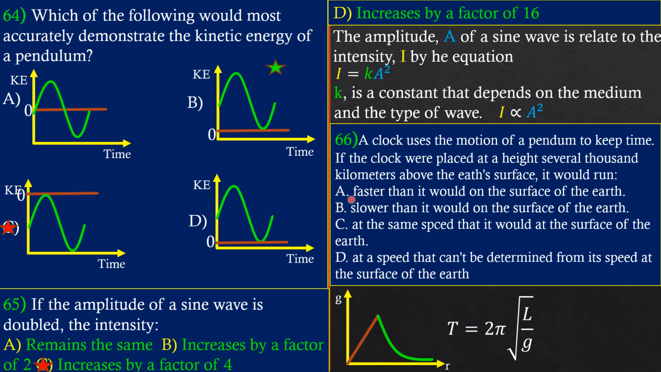Therefore option A, faster than it would on the surface of the earth, is the best option. Option B, saying slower, no. Option C, at the same speed, no. Option D, no, guys. So option A has to be the best, faster than it would on the surface of the earth. Great. Let's go to the next question, guys. Let's go.